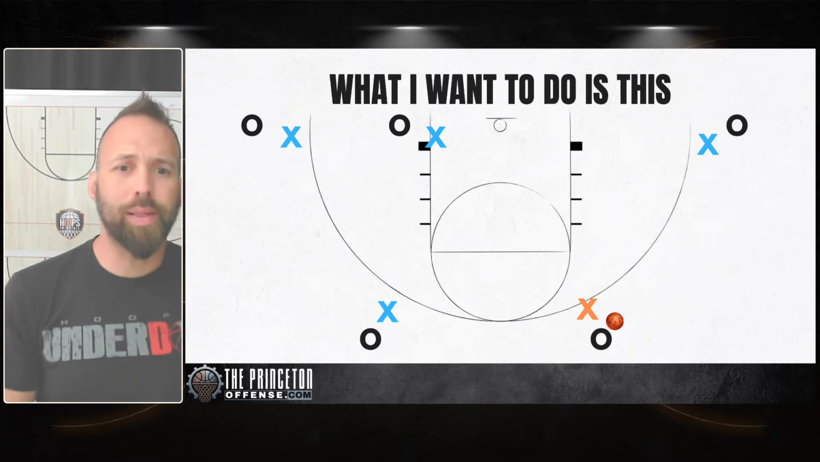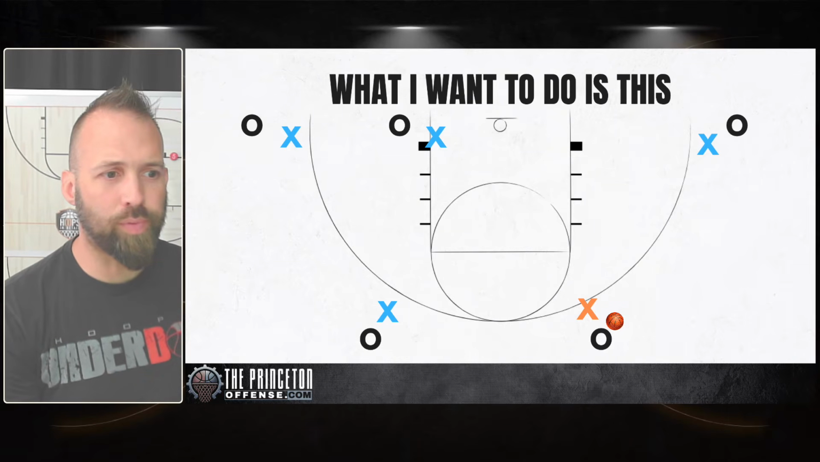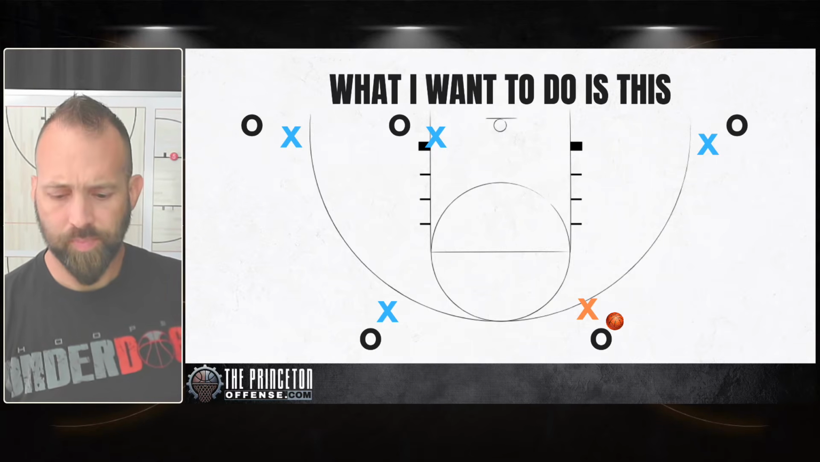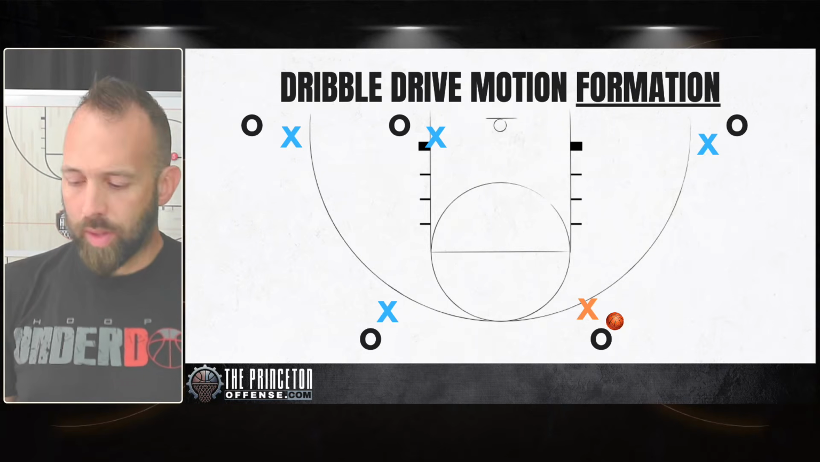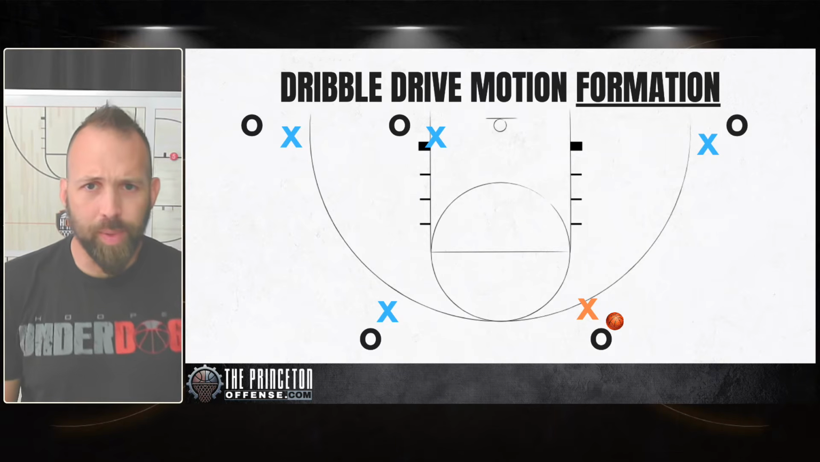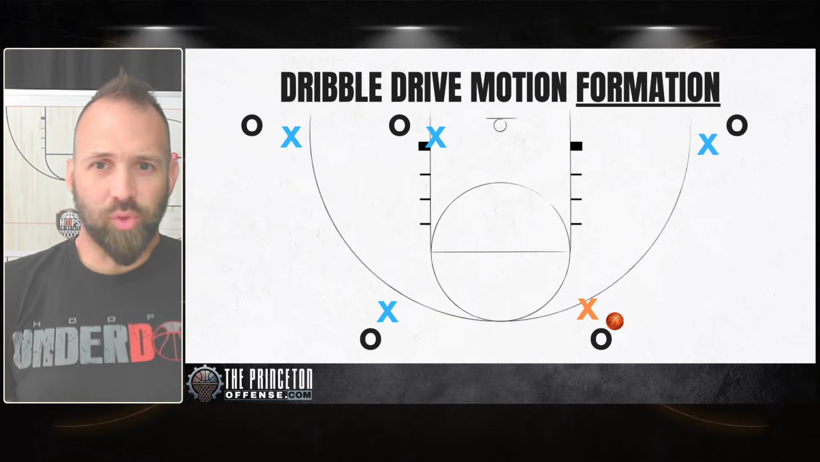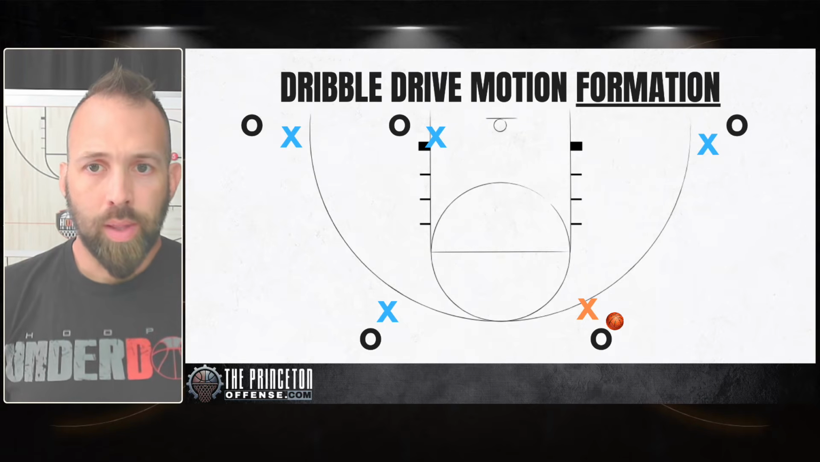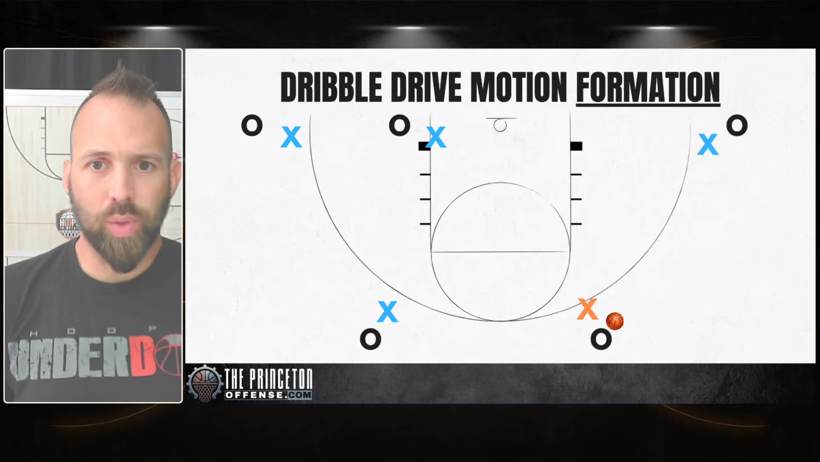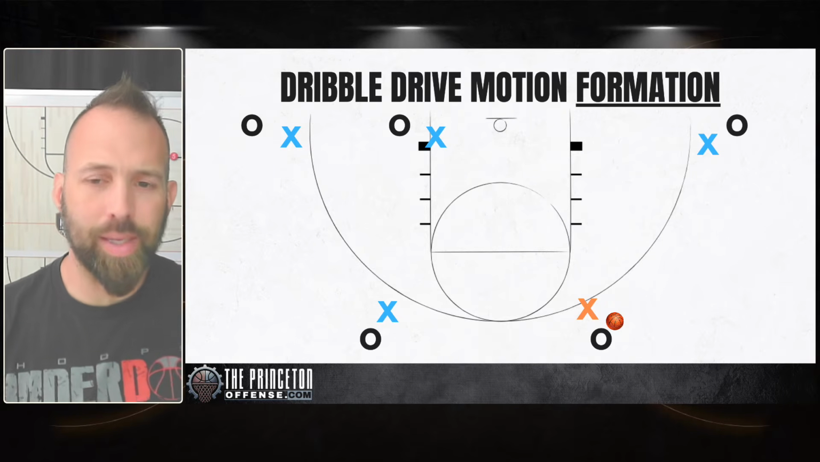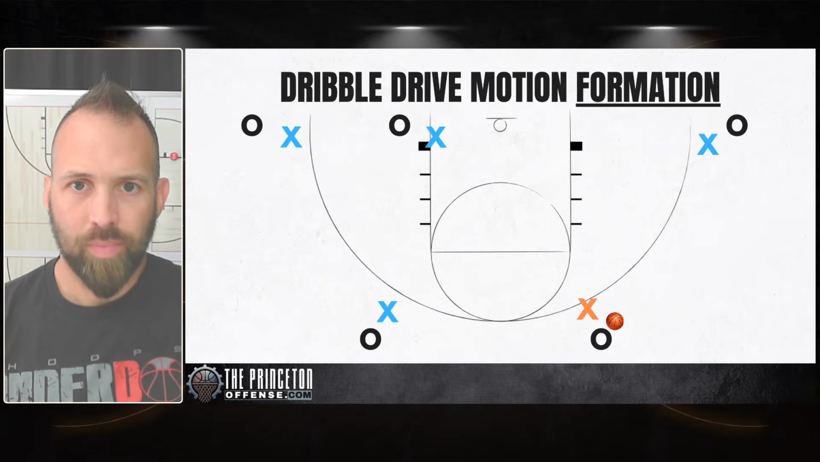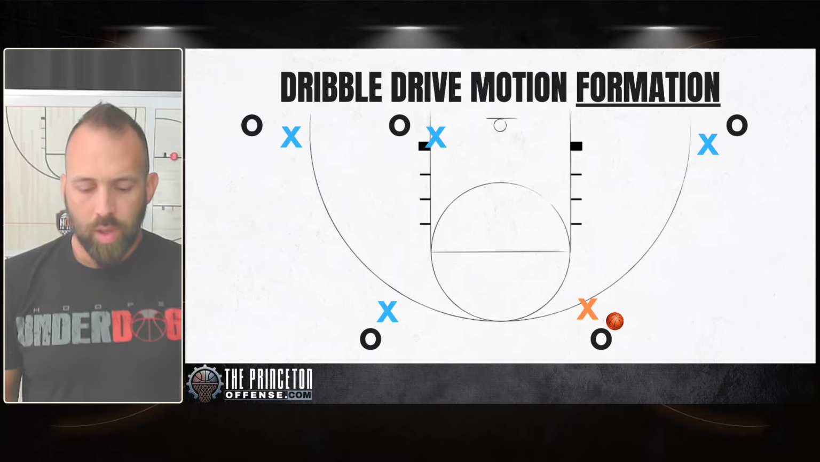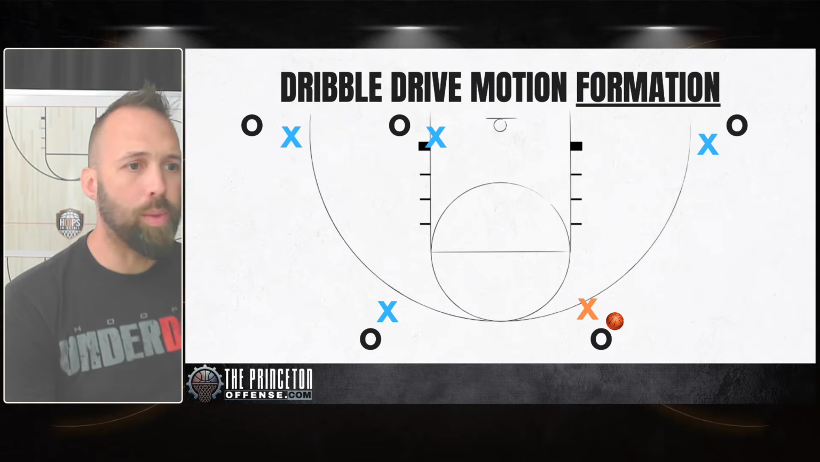Now, if you're looking at this and you've coached for a while, you should probably be pretty familiar with what this is. All right, this is the dribble drive motion formation. Before we actually start going through the movements, we can actually run the dribble drive motion, but this is the initial formation. These are the initial spots on the court where everyone's going to stand. And what it does is it maximizes the space.